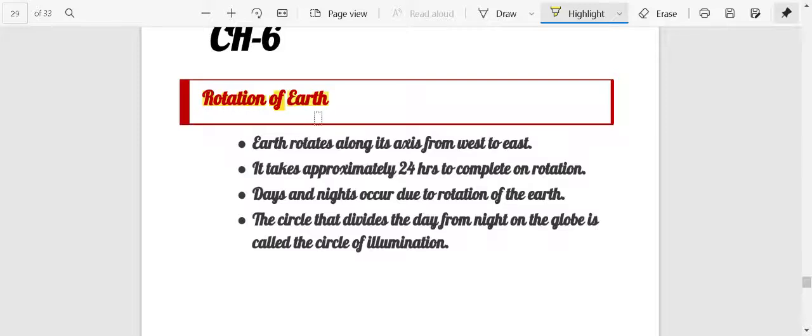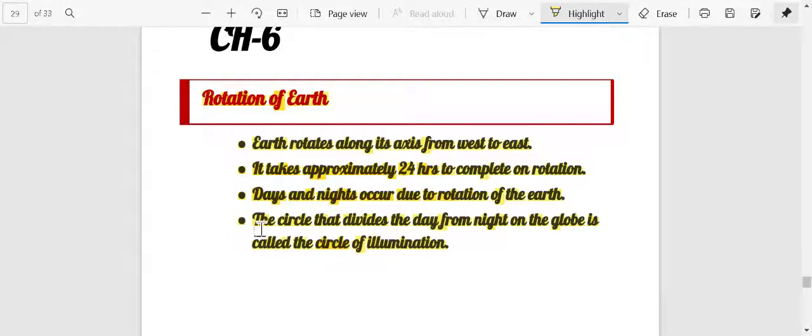Today we are talking about the motions of Earth. The first motion is called rotation. Earth rotates along its axis from west to east, so it rotates anti-clockwise and it takes 24 hours for Earth to complete a rotation. Day and night occur due to rotation of the Earth.